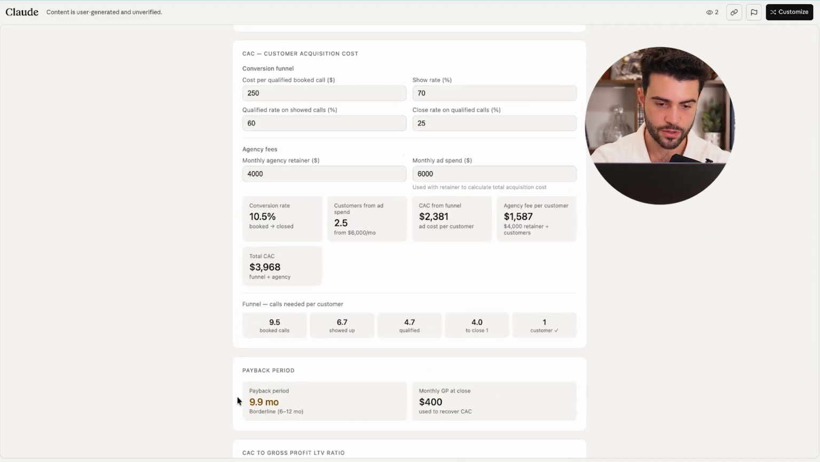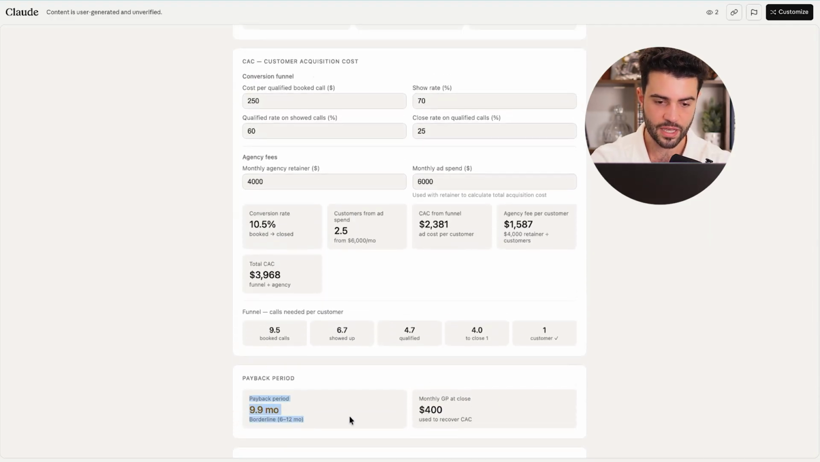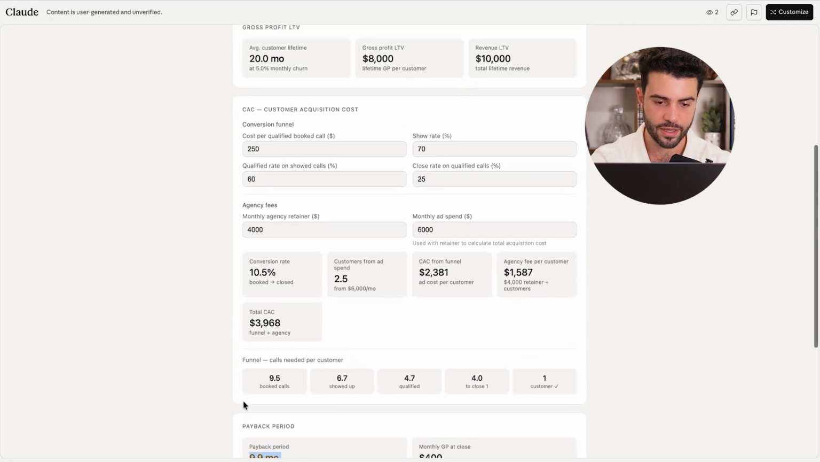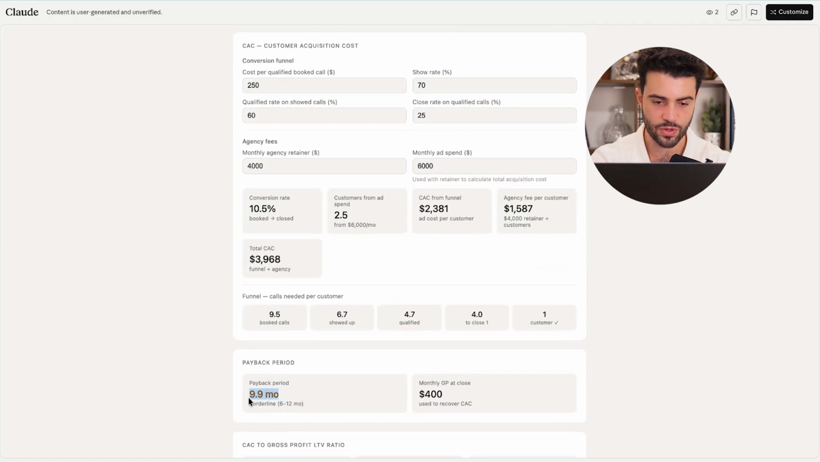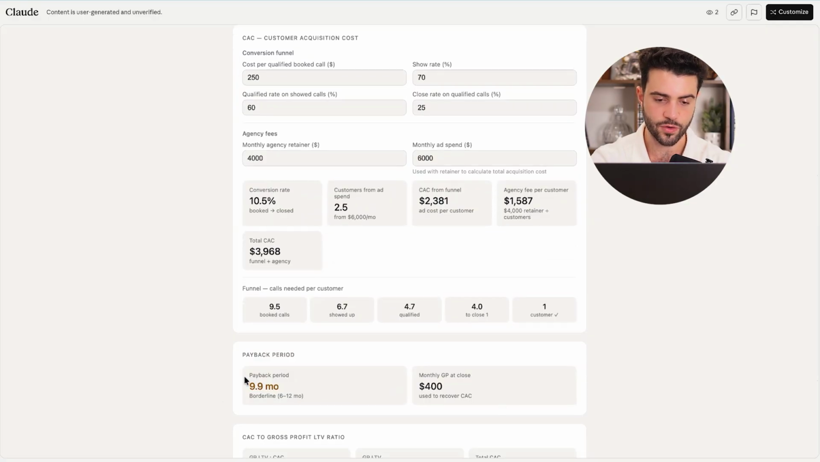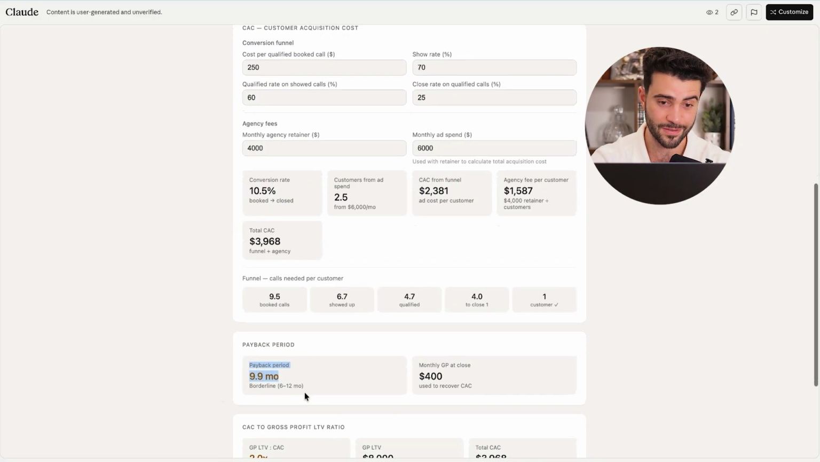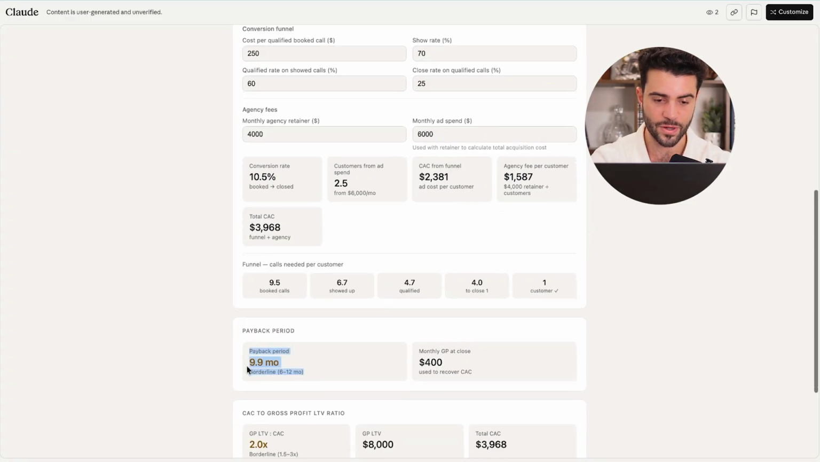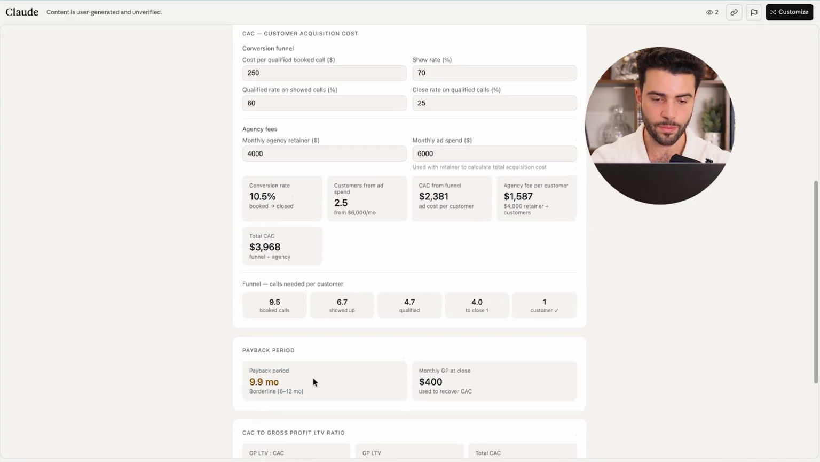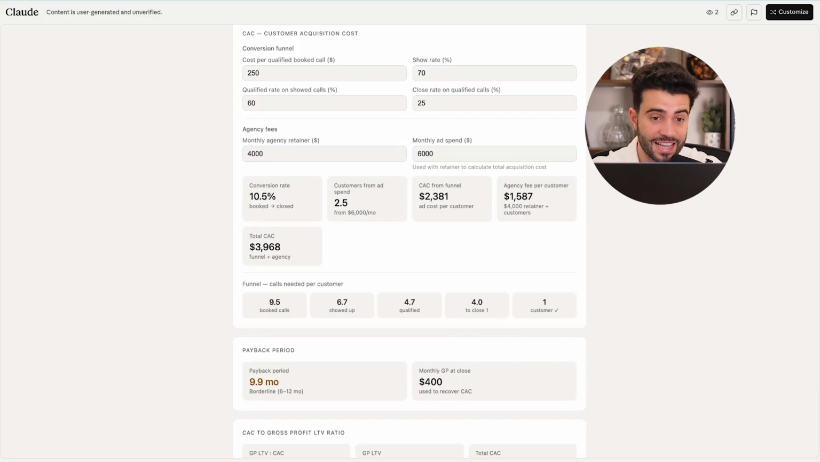Now, the payback period. So this one basically calculates how long it takes you to make your money back based upon this investment. So if it takes you 9.9 months to make your money back, and that is when you're going to be able to recover your CAC, which is not the best. That's definitely not something that you want to build a business around. You typically want to get your payback period less than 6 months. That's where you see the clients that have the best results. And honestly, you want to see if you can even collect it day one.